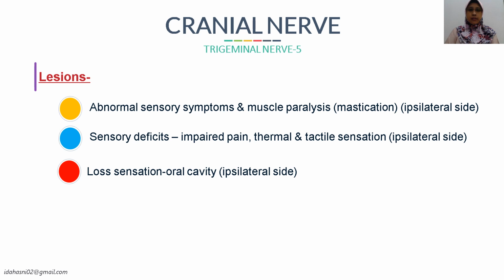Any lesions to the trigeminal nerve or its central nuclei will produce sensory symptoms in the peripheral distributions of the nerve or its individual divisions, and paralysis of the mastication muscles on the ipsilateral side. Patients may experience sensory deficits like loss of pain, thermal and tactile sensations on the ipsilateral side of the face, much of the scalp. At the same time, patients may lose sensations in the oral cavity on the same side. However, any injury to one trigeminal nerve does not necessarily cause loss of the jaw jerk reflex.